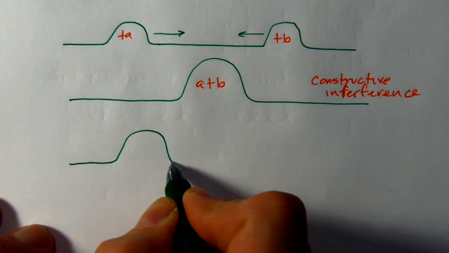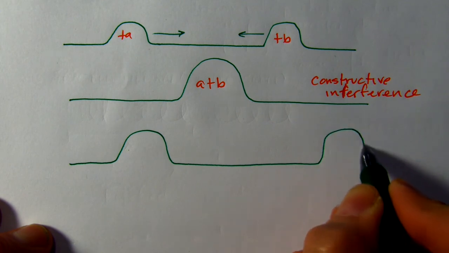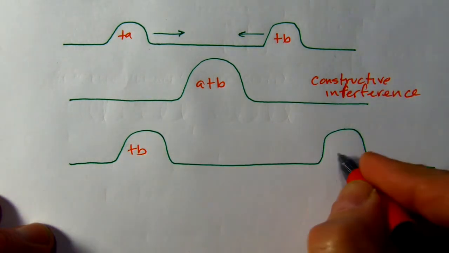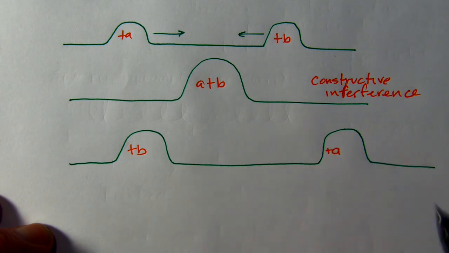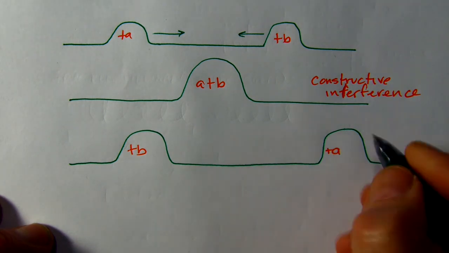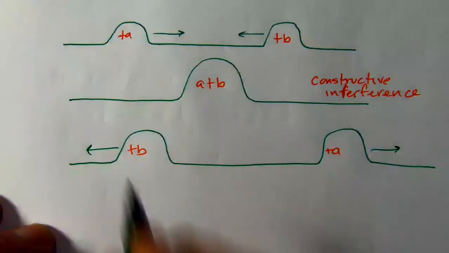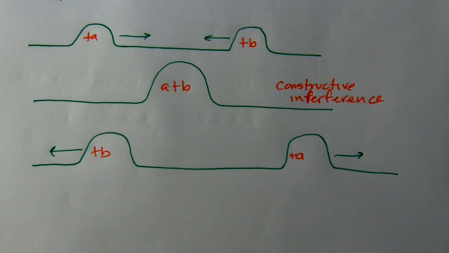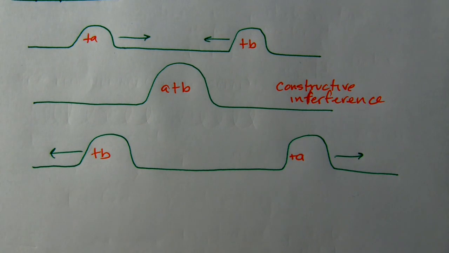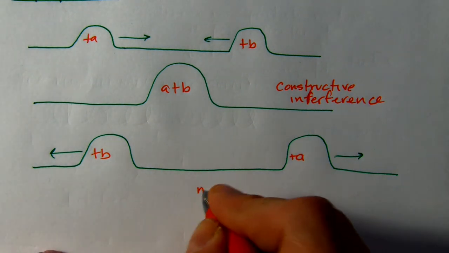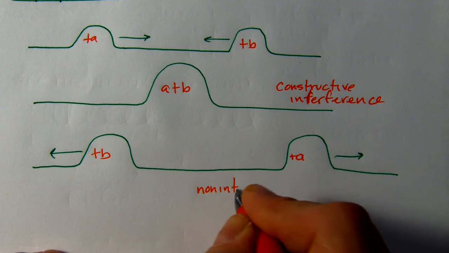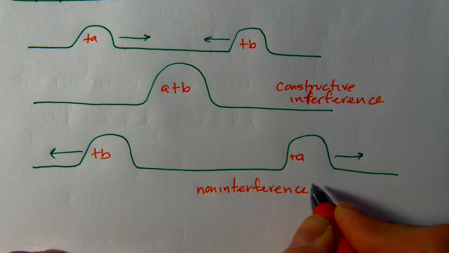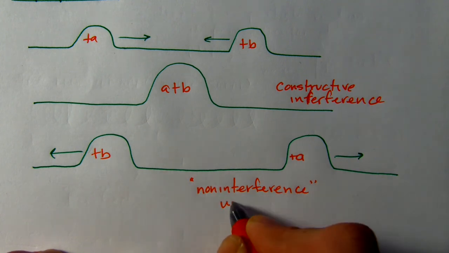But now we should continue because something else happens. And that is that they pass through each other as though the other one did not exist. And so A continues on its path, B continues on its path. And so it is as though nothing happened here. So, non-interference. Unaffected.